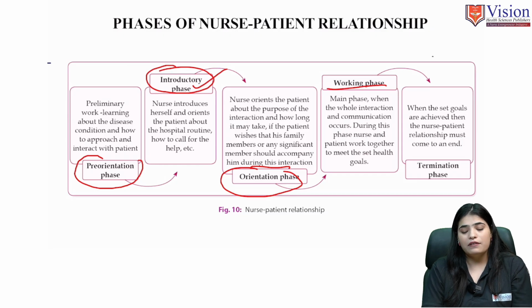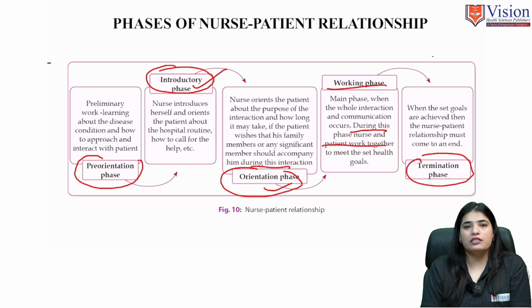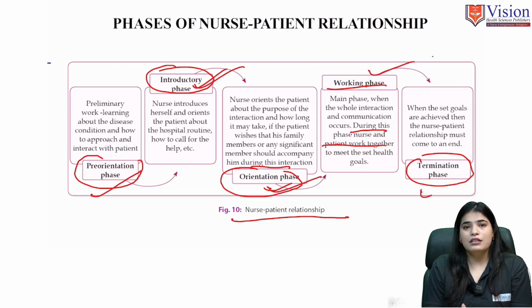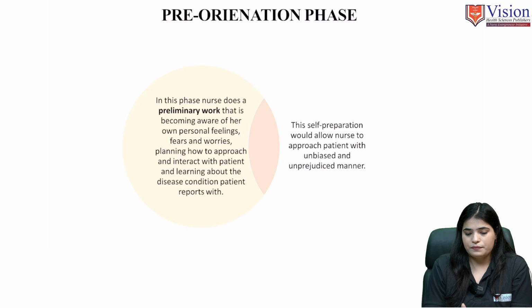Working phase. In this phase, whatever plan they have made in the orientation phase, they will work on that and try to solve the problem. Here the nurse and patient work together to meet the health goals. And last is the termination phase. Here the set goals are met and the nurse-patient relationship is coming to an end. So this is all about the nurse-patient relationship phases: pre-orientation phase, introductory phase, orientation phase, working phase, and the termination phase.